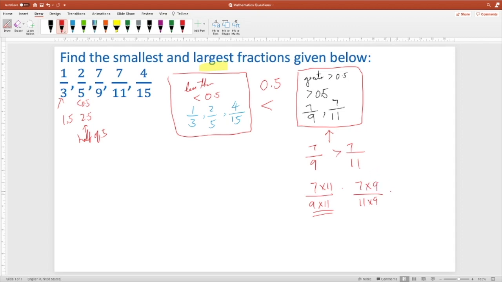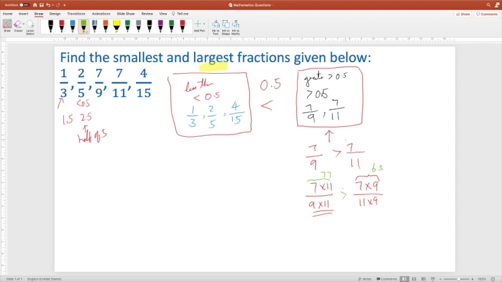7 times 9 equals what? 63. Are you sure? Yes, so this is 63. And what about this one? 77. So the denominator is the same, and 77 is greater than 63. So we come up with the same conclusion: 7 over 9 is greater than 7 over 11.